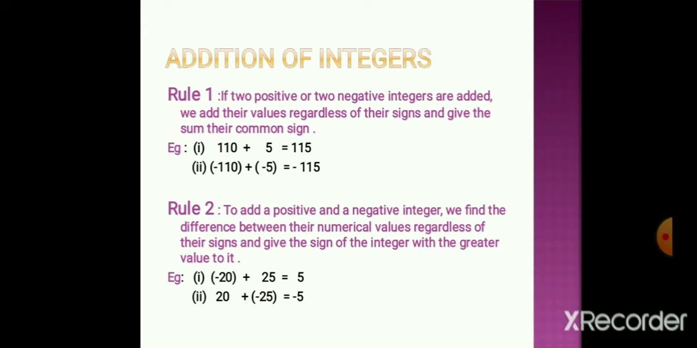Is it clear? So, to add two positive integers or two negative integers, you have to add them and give the common sign. And if you want to add two integers with unlike signs, you have to subtract them and give the sign of the greater number.